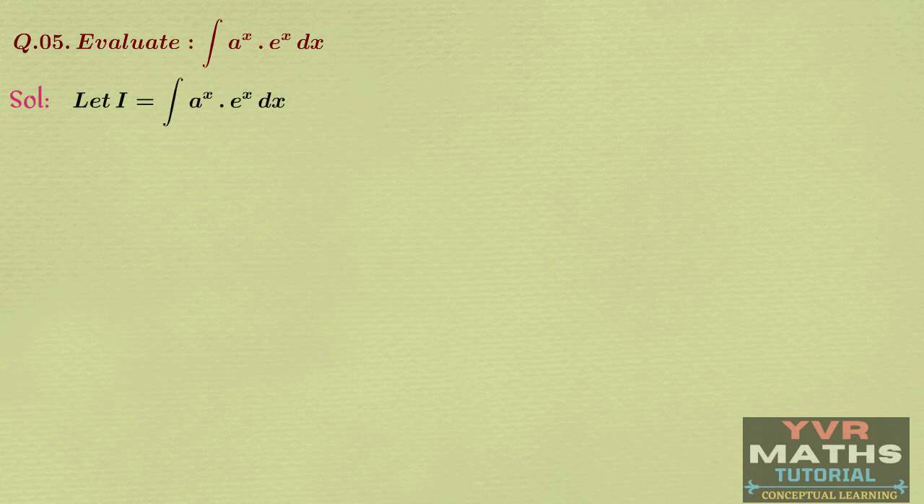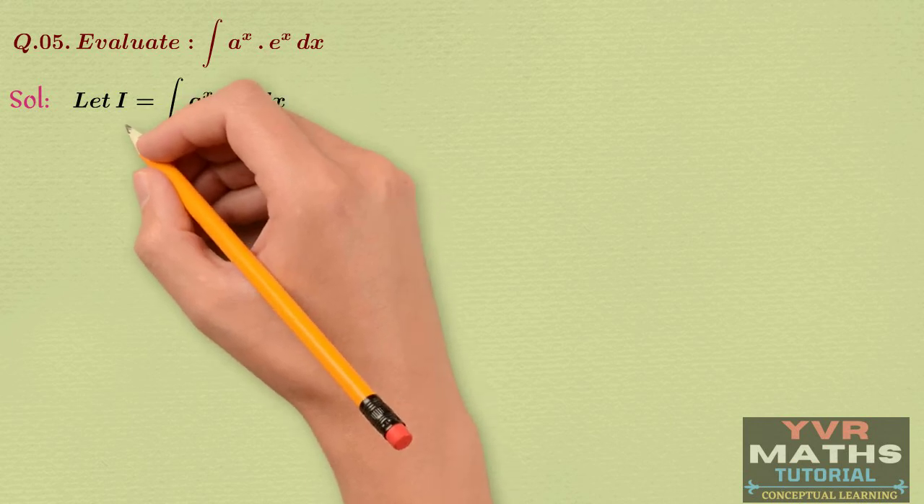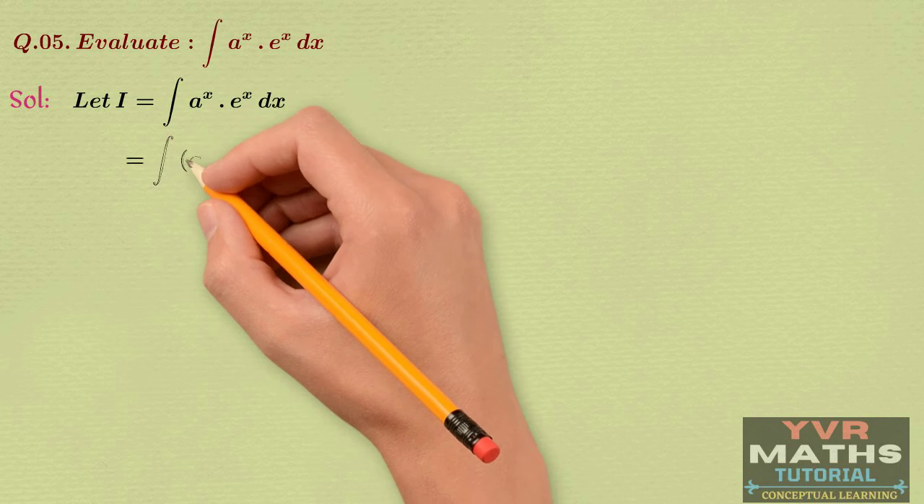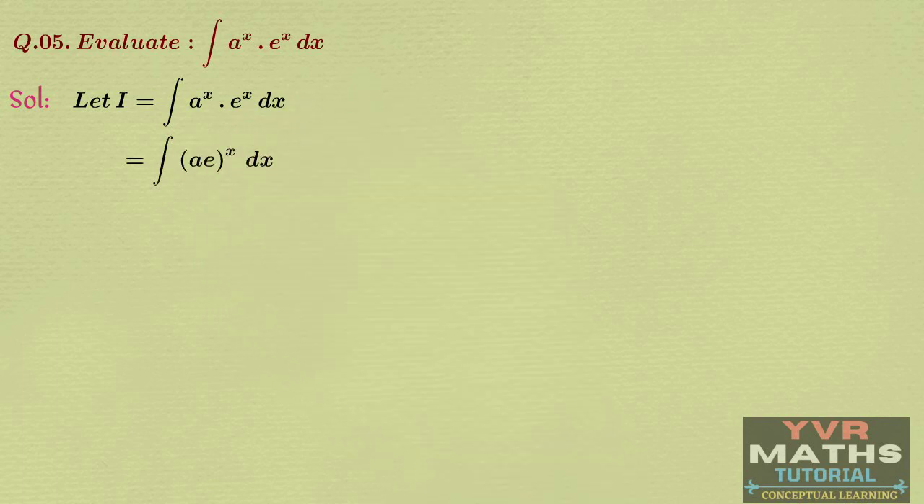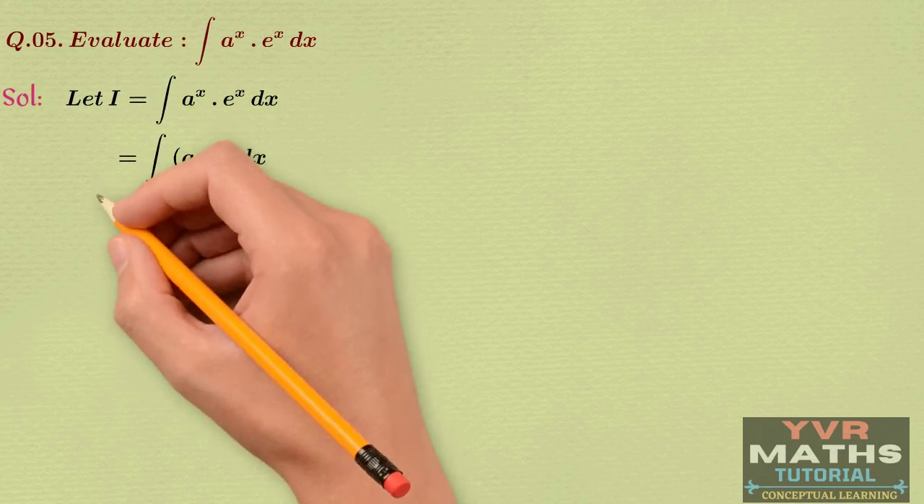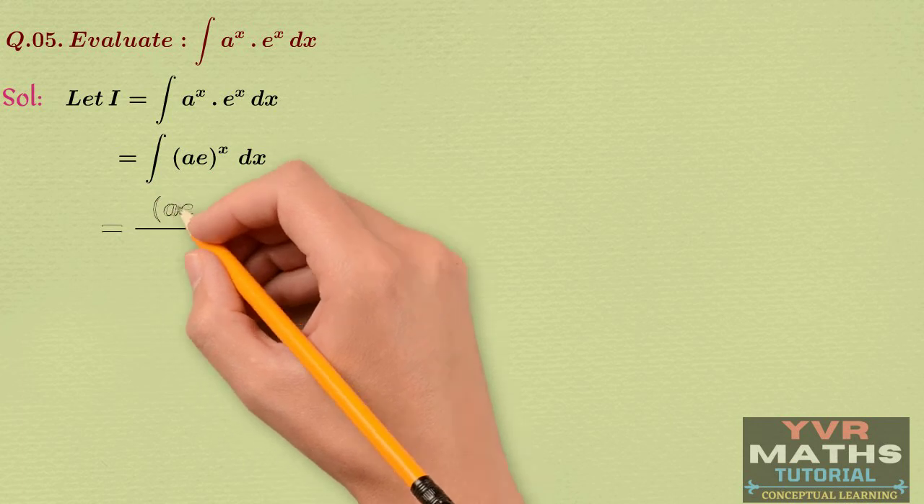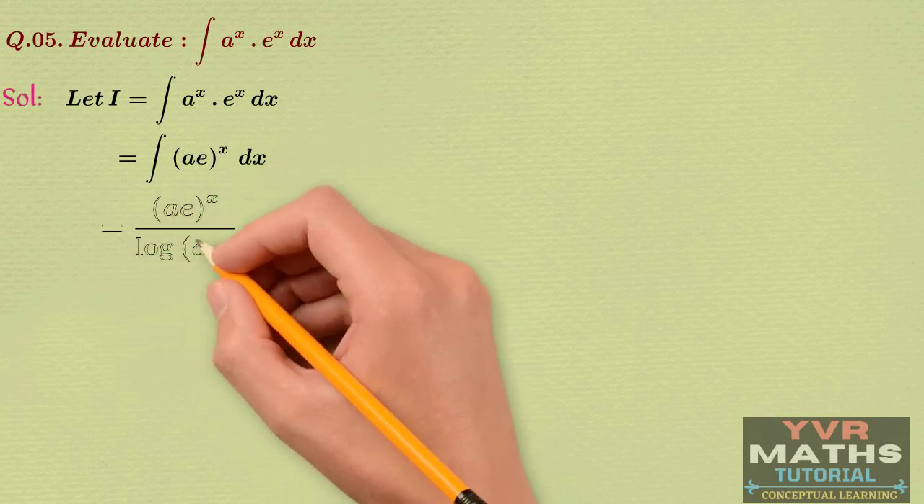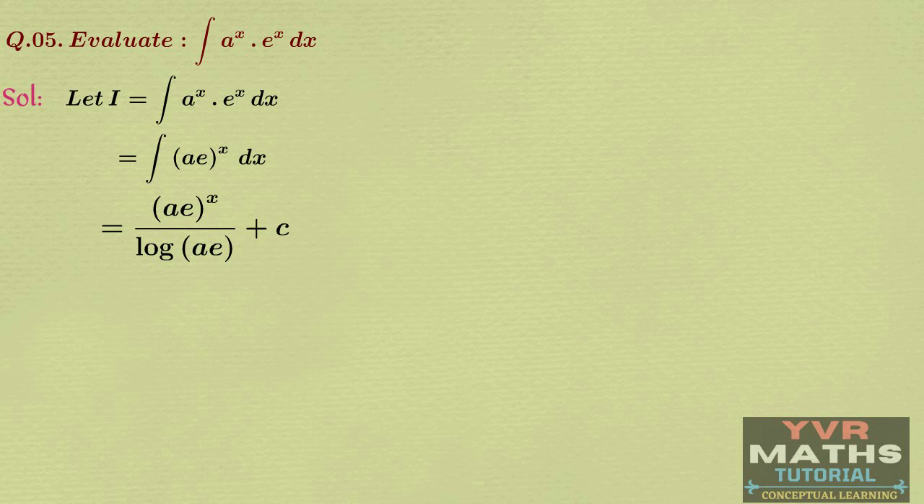If you observe here, the power of a and the power of e are both the same. Then by using basic mathematics rules, this can be written as (ae) whole power x. So the next step is integral (ae) whole power x dx. Here clearly ae is the constant, so constant power variable, which is nothing but a power x form. You know what the integration of a power x is. So in the next step I am going to apply the integral a power x formula. That means (ae) whole power x by log ae, integration over, plus c.